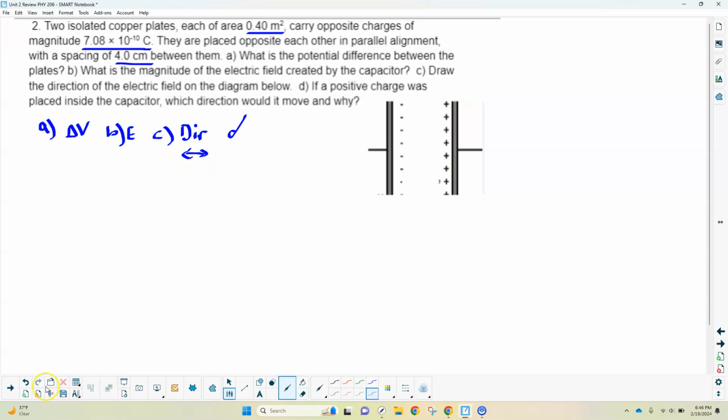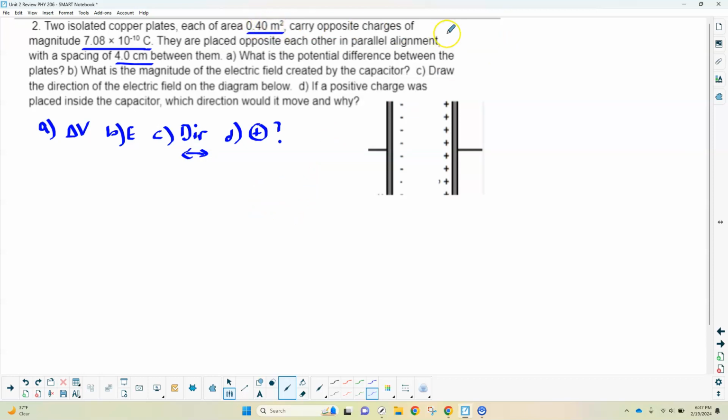Oh, that was supposed to be a D, but it doesn't really look like one. So let's try again. D says if we put a positive charge in that electric field, where would it go? So we're trying to say what direction it would move, and why it would go that way. So first, let's list out what we have.